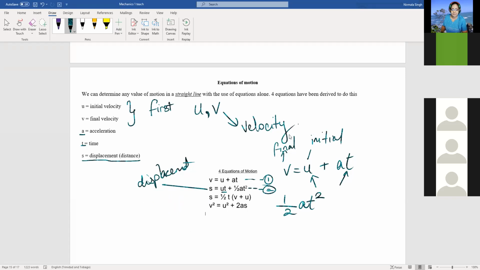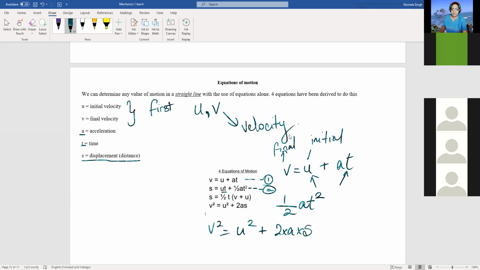And our last equation is v squared is equal to u squared plus 2 by a by s. Now, sometimes we are going to have zeros in here, so it's going to make life very, very easy. Okay, so we have our four equations. We label them as equations 1, 2, 3, and 4.